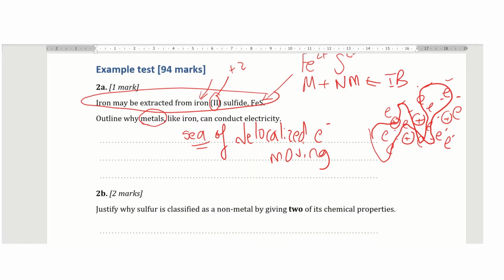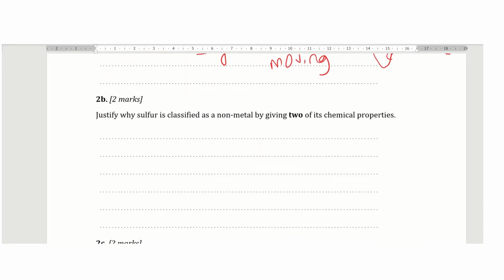Let's look at the next question. Justify why sulfur is classified as a non-metal by giving 2 of its chemical properties. This is very important because a lot of students might confuse the difference between a chemical property and a physical property. A physical property is the way that a substance looks or behaves. Chemical properties are all about reactivity. So basically, how does it react with other substances? If I know I'm a non-metal, how does a non-metal react that gives it away as a non-metal?